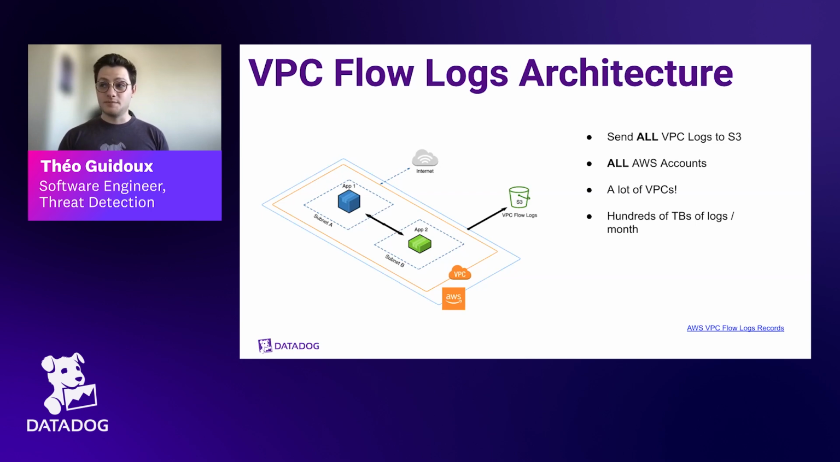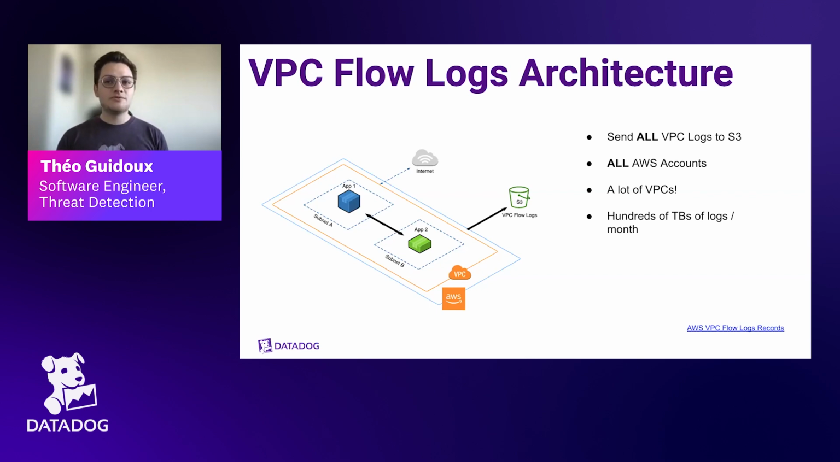We can output them to multiple destinations, CloudWatch or S3. And due to the fact that we bring logs from various regions and accounts, we need to send them to S3, as this is a global service, in contrary to CloudWatch, which is a regional service only. So we send VPC flow logs of all VPCs from all AWS accounts, from all AWS regions that we have at Datadog, and we send them to an S3 bucket that has been previously created. And as you can imagine, that's quite a lot of data. Hundreds of terabytes of logs per month.